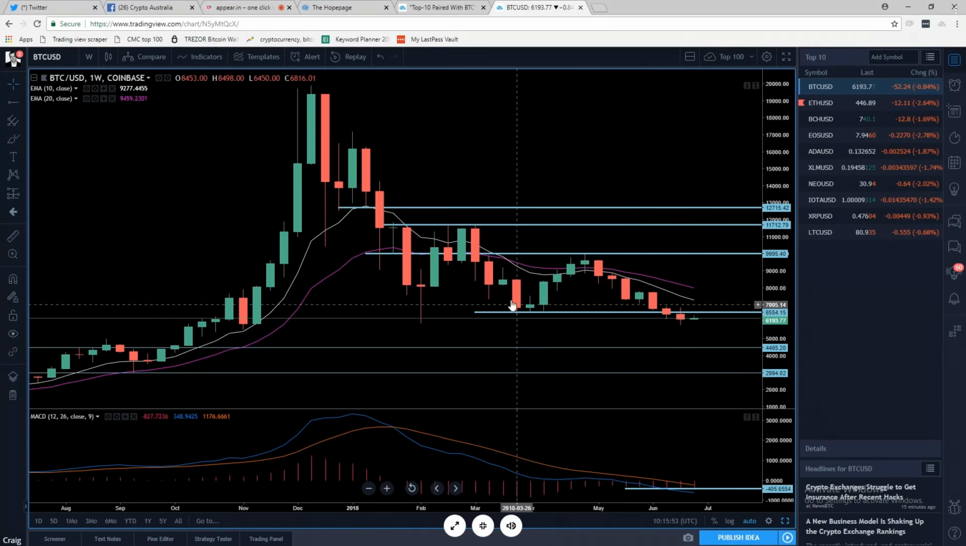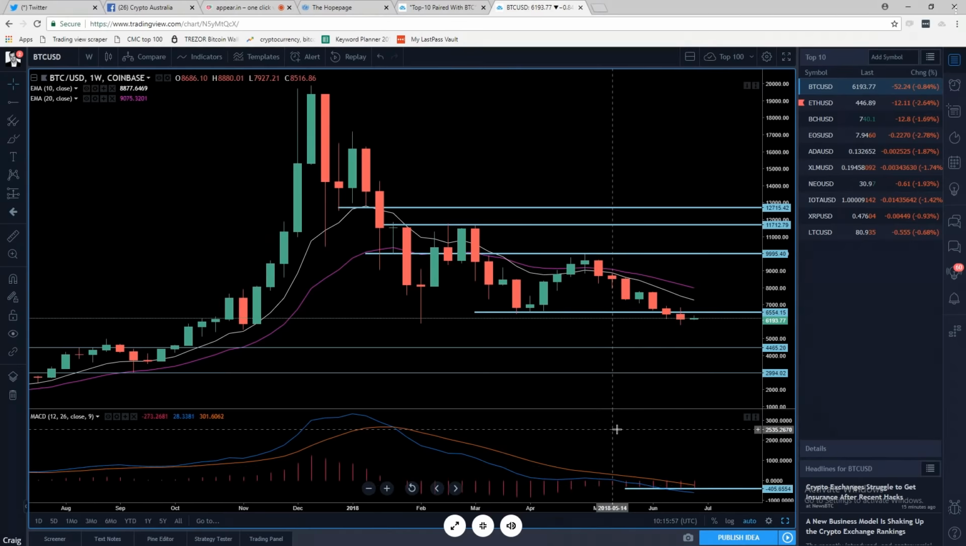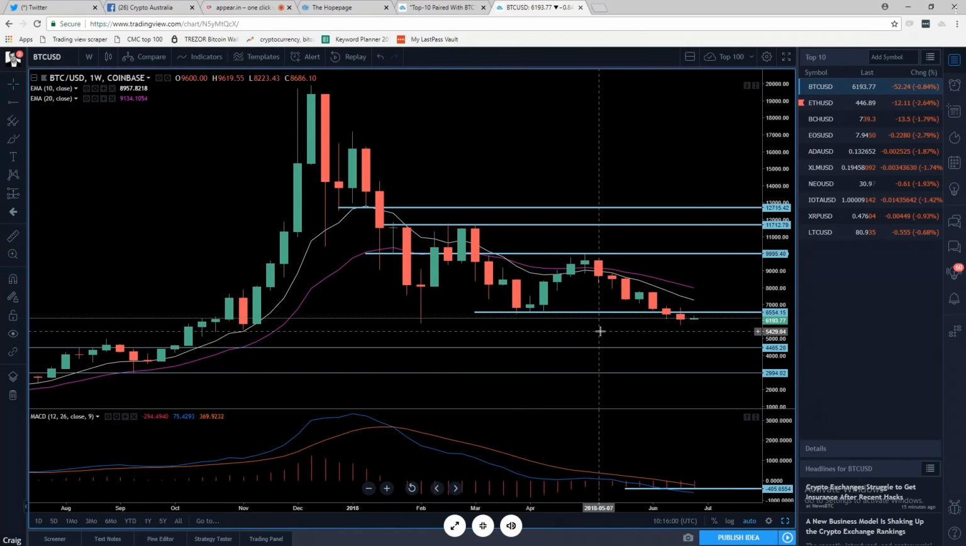Notice how it broke down here and it broke down. So as it broke to new lows, the MACD was also breaking to new lows. So the weekly is undoubtedly in a downtrend. Fact of life. It just is.